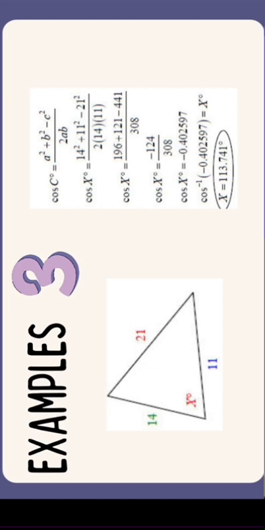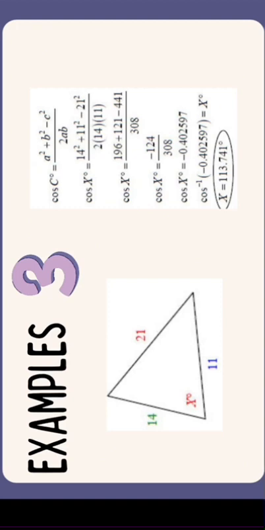So we applied it with cos x equals 14 squared plus 11 squared minus 21 squared, divided by 2 times 14 times 11. Then we have cos x again equals 196 plus 121 minus 441, divided by 308. After that, we have cos x again equals minus 124 divided by 308.